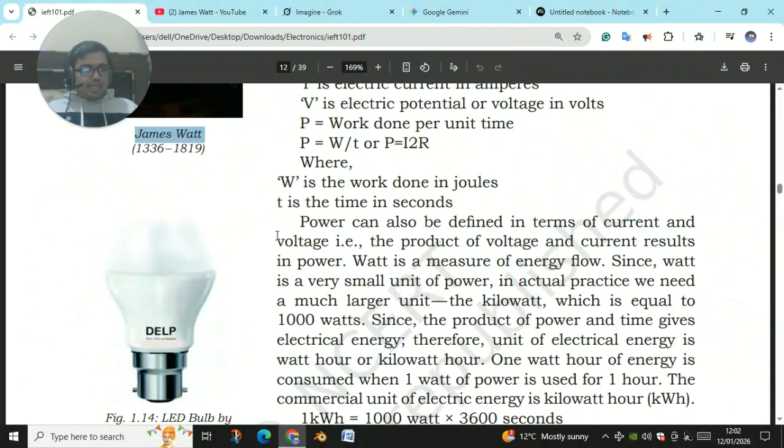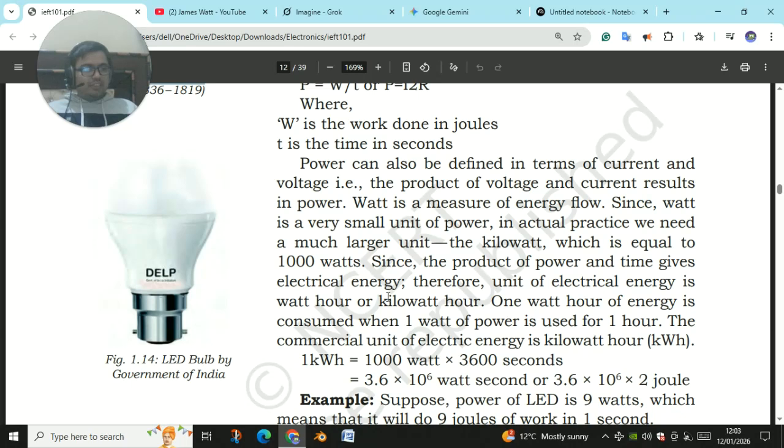Now power can also be defined in terms of current and voltage. The product of voltage and current results in power. Watt is a measure of energy flow. Since watt is a very small unit of power, in actual practice we need a much larger unit, the kilowatt, which is equal to 1000 watt.